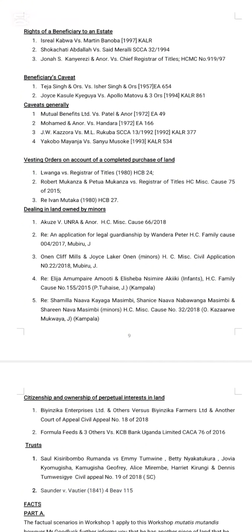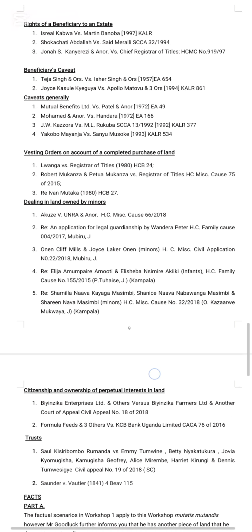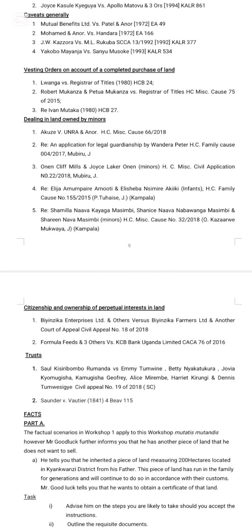We shall have to look at the LRTA on the possible section of where the caveats apply. I think it's either 139 or 123. One is providing for the powers of attorney, and the other is providing for the caveats. But I think caveats are in 123, if I can remember very well. Then vesting orders, Rwanga versus Registrar of Titles.